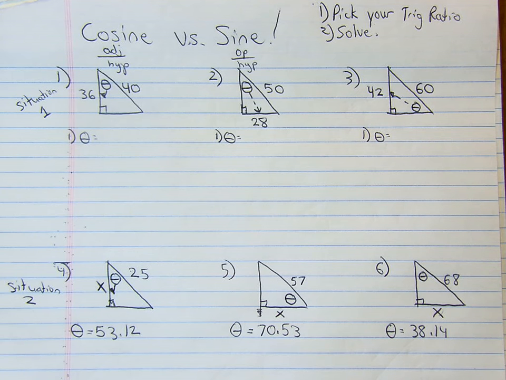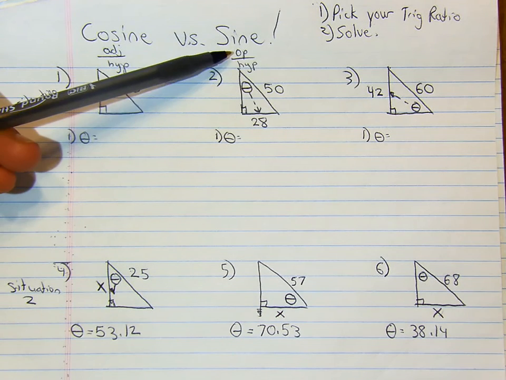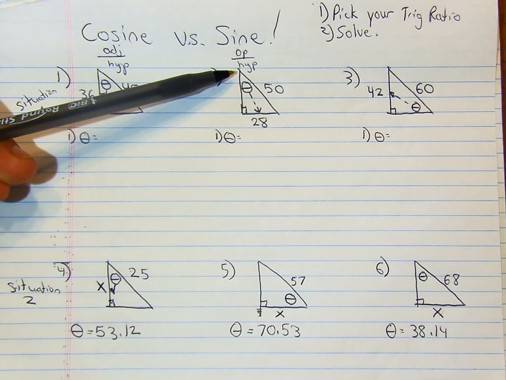Okay, so feel free to pause the video when you need to copy this information down. So we have a cosine versus sine situation. You're going to need to look at it and compare it to both the ratios of sine and cosine. Remember, cosine is adjacent over hypotenuse versus sine, which is opposite over hypotenuse.